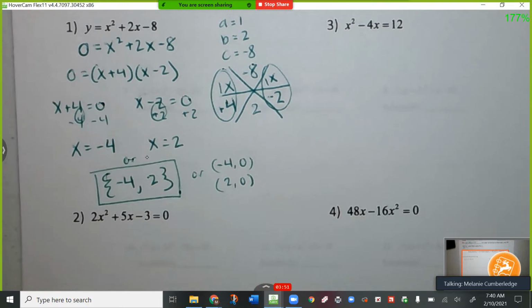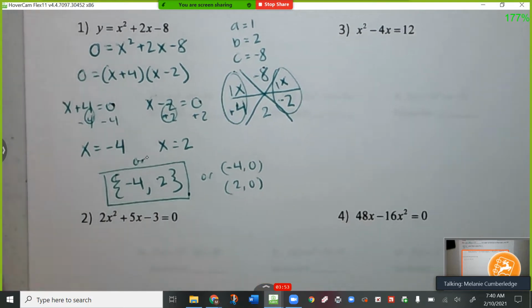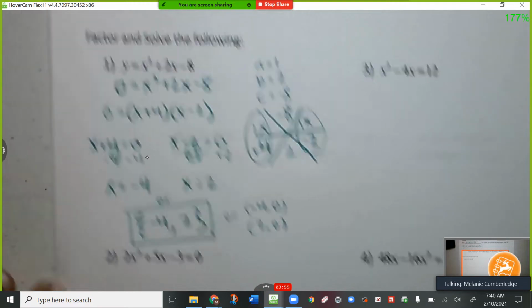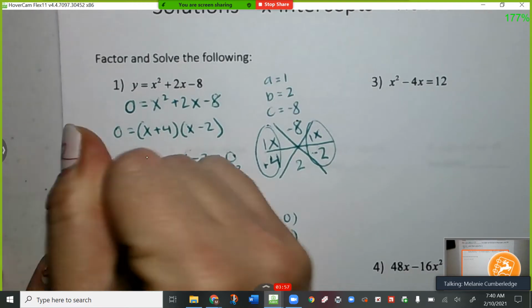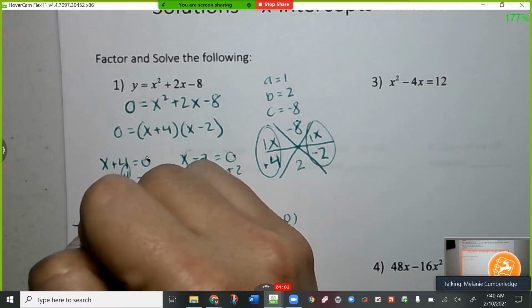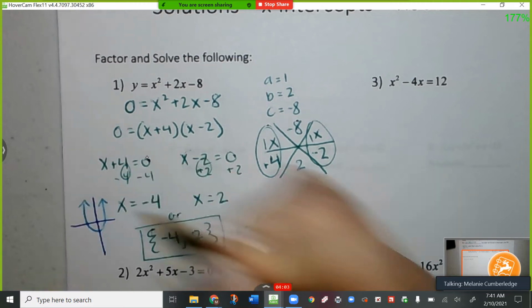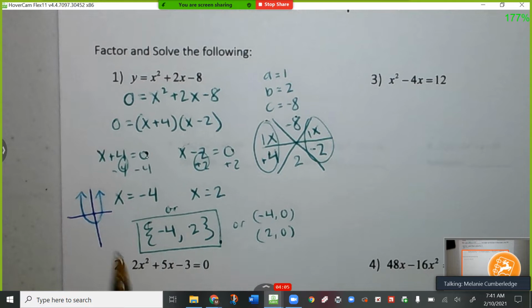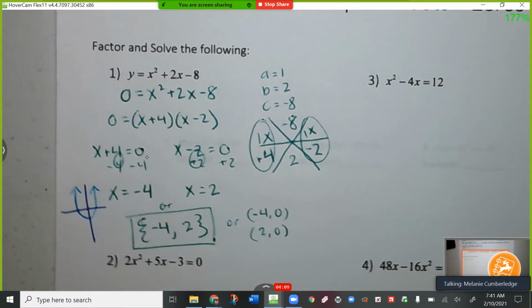What I want you to realize is that this means if we were to graph this, it would touch the x-axis at -4 and 2 and look something like this. See how it touches approximately -4 and approximately 2.